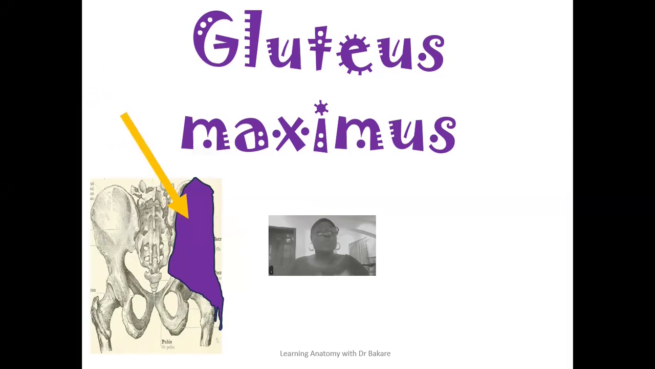In this lecture, we will be looking at how the fibers of the gluteus maximus originate and also where they are finally inserted. We'd also be highlighting some features that you should know as students of anatomy.